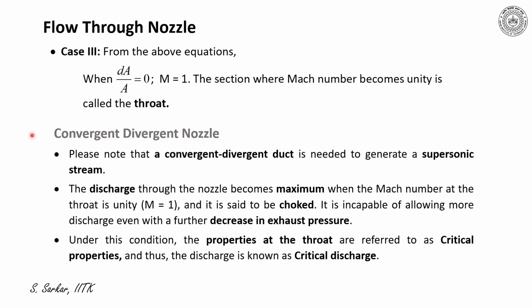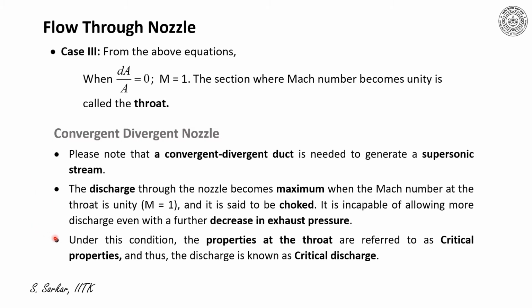Now I'll discuss convergent divergent nozzle. Please note that a convergent divergent nozzle is needed to generate the supersonic stream, because in a nozzle the speed of flow can be maximum of Mach number 1 at the throat. Thus, the discharge through the nozzle becomes maximum when the Mach number at the throat in a convergent divergent nozzle becomes unity. And it is said that the nozzle is choked. Under this condition, it is incapable of allowing more discharge even with a further decrease in exhaust pressure.